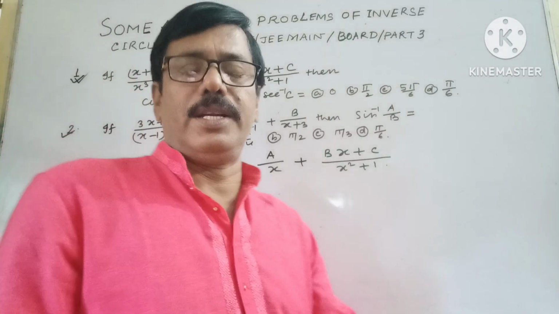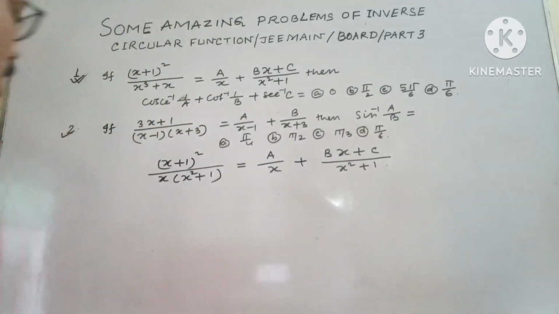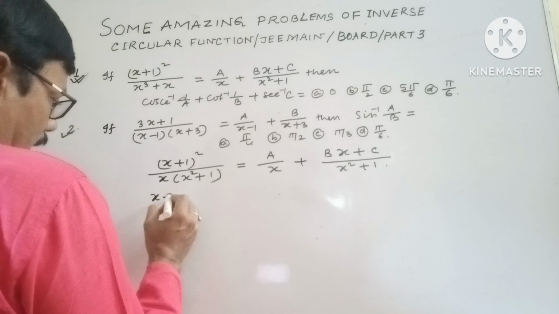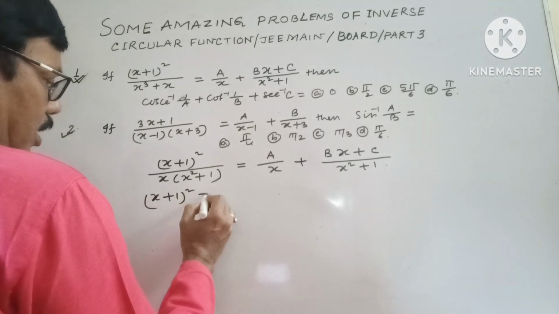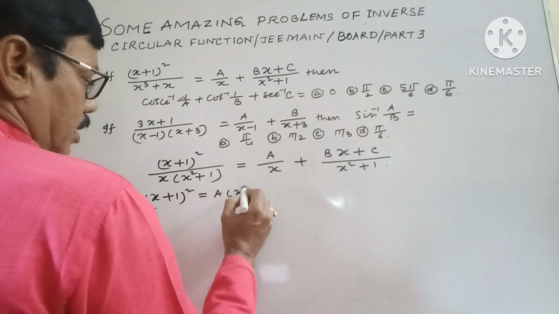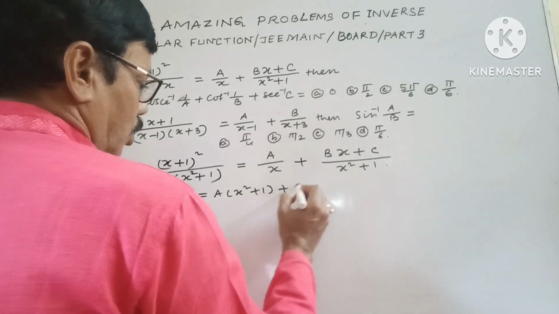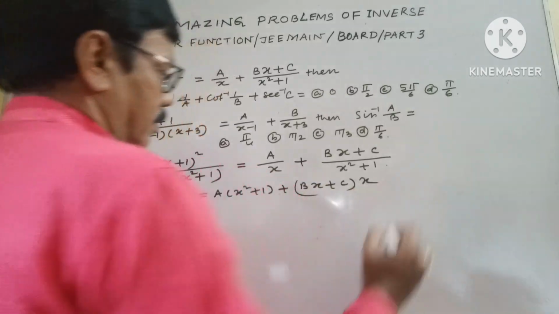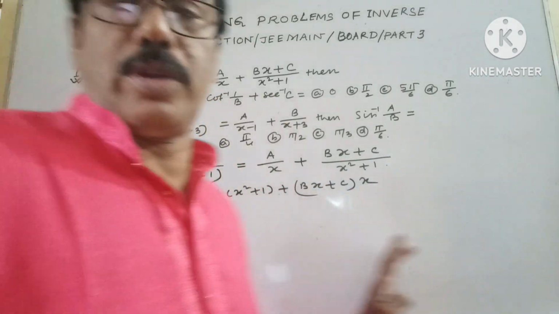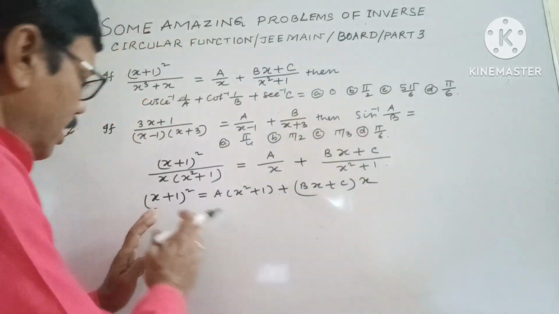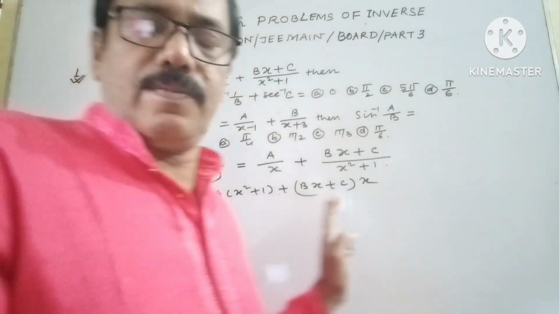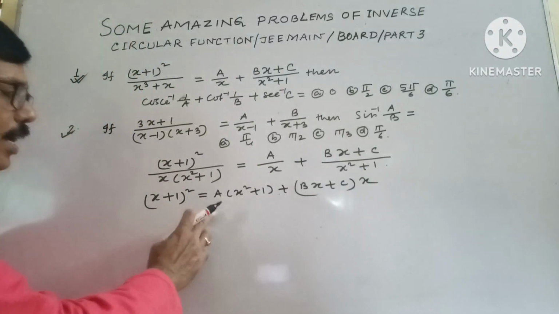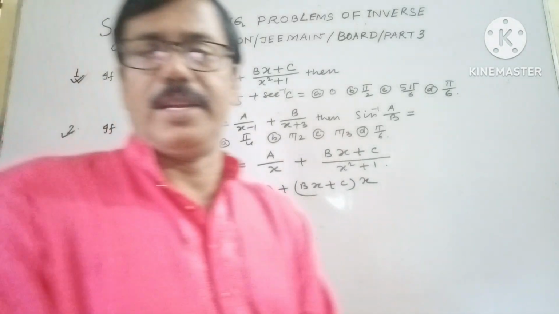Now you have to find A, B, C. Now this one: (x + 1)² = A(x² + 1) + (Bx + C)x. So this is an identity. So we can compare the coefficients of x², x and the constant term and find A, B, C.